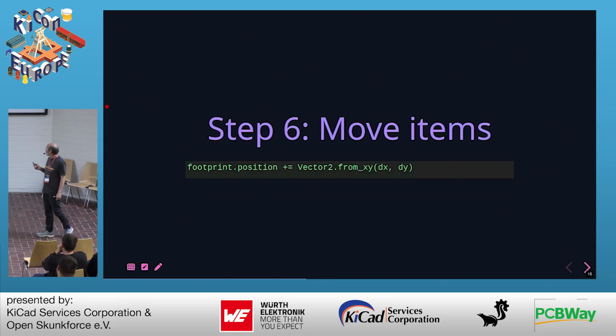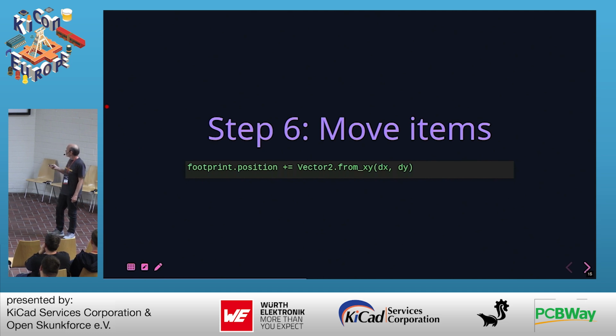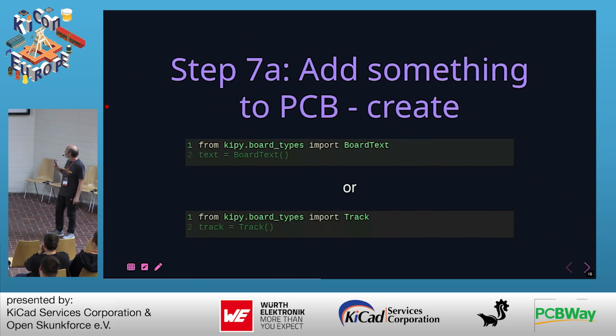Similarly, we can move something with the plus equals operator. So you just give the keys that you want to move it and assign it to the position. Or you can add something new, like we did before. You can import whatever component or item you want to add, in this case board text. You create it with the board text function call, or you could do something like adding a track by creating a new track.